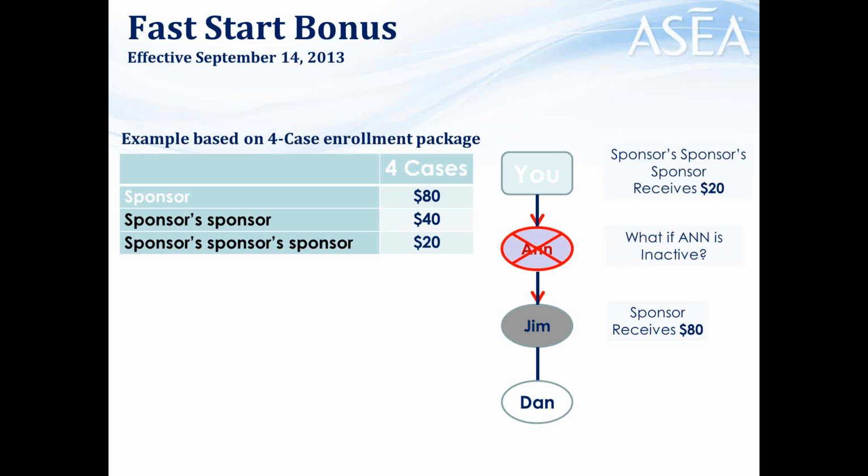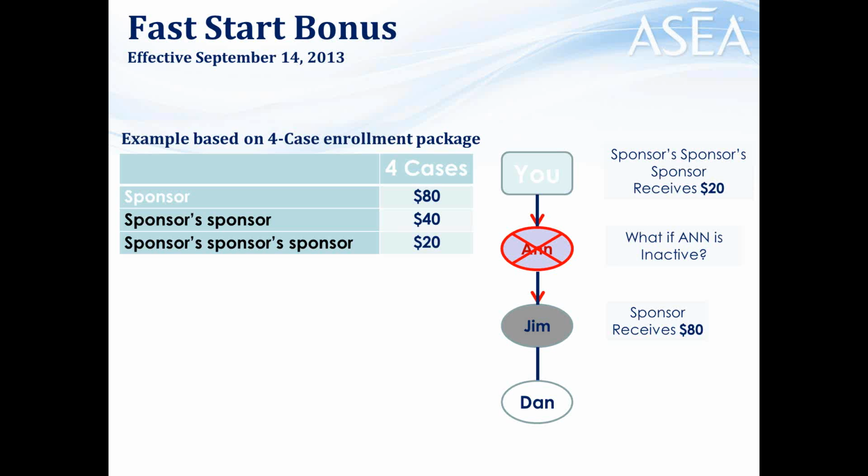Now, what happens if Ann is inactive, meaning she hasn't purchased at least 1 case of product herself within the last 30 days, or she doesn't have at least 2 preferred customers, or a customer that's purchased a full retail case within the last 3 days? Let's say that's what we call someone who's inactive. That's why we tell everyone, get on auto ship for at least one case. That way you're not missing out on any commissions.